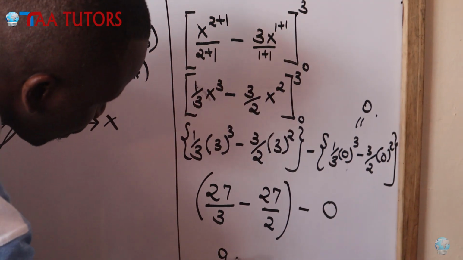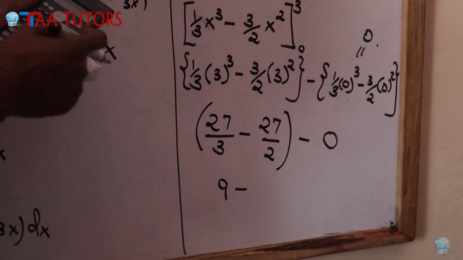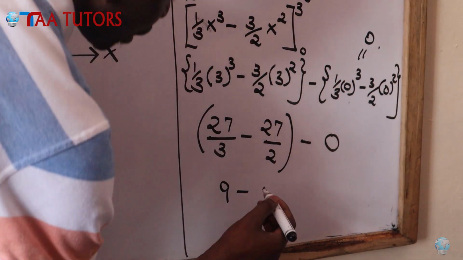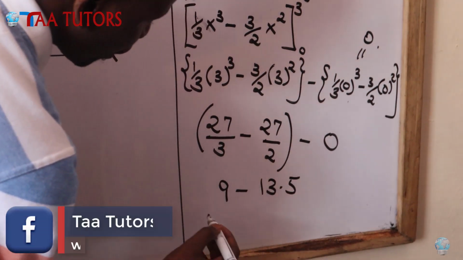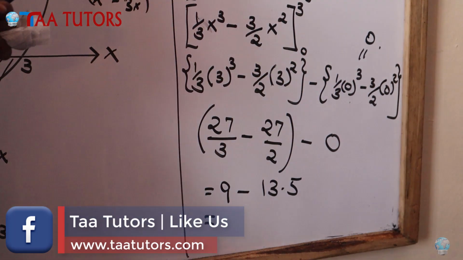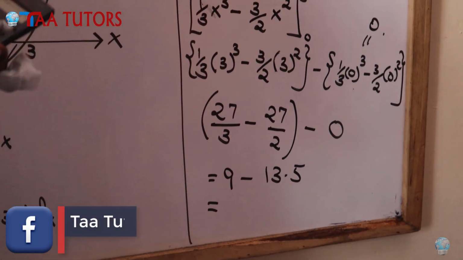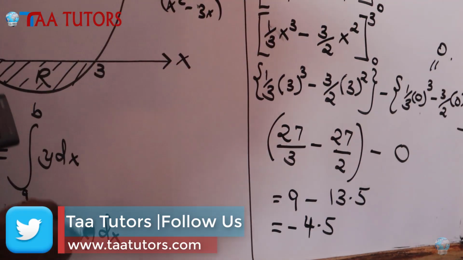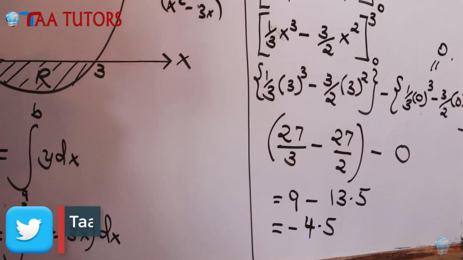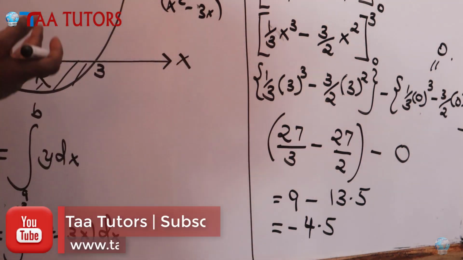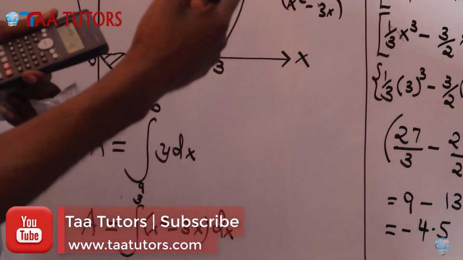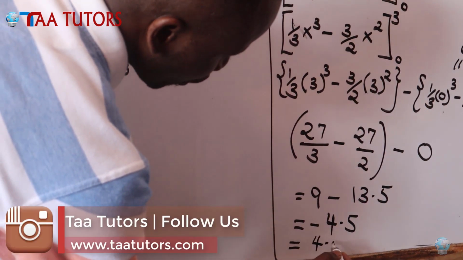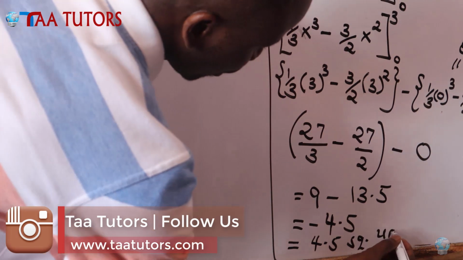So we'll have 9 minus 27 over 2. 27 divided by 2 is 13.5. So if I subtract that, 9 minus 13.5 is negative 4.5. But viewers, we just said that if you have negative 4.5 as the answer, what that tells you is that the answer is actually below the x-axis. So for us to get the actual area, and area cannot be negative, we simply ignore the negative. So the final answer will be 4.5 square units.